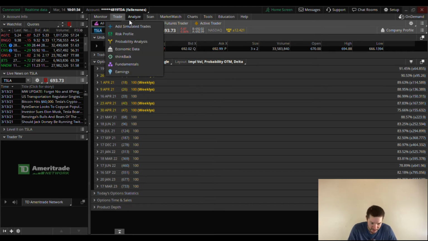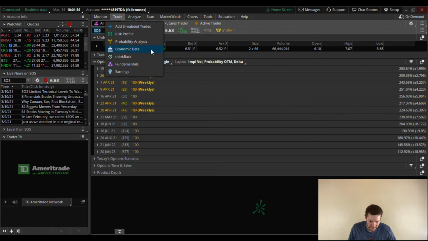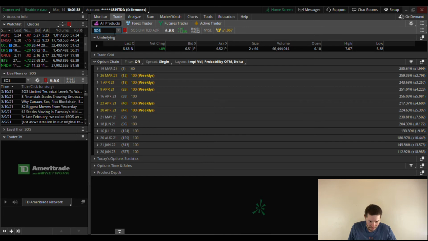One that I've made recent trades on is SOS. It has a loaded options chain. So some have more options than others, and also the weeklies.